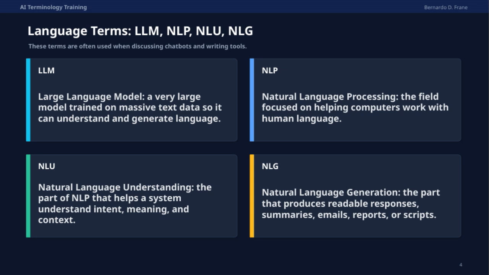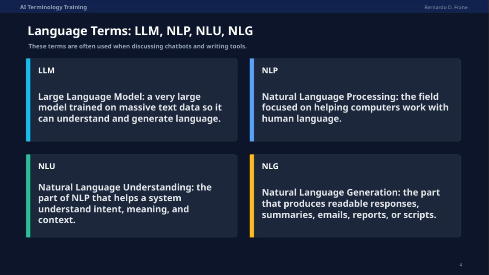Next is NLU, which stands for Natural Language Understanding. This is what helps a system grasp the intent behind a message, as well as its meaning and context. It's like the system's comprehension skill, enabling it to interpret what you really want or mean. Then we have NLP, or Natural Language Processing. This is the broader field that focuses on helping computers work with human language, whether that's understanding, generating, or analyzing text.